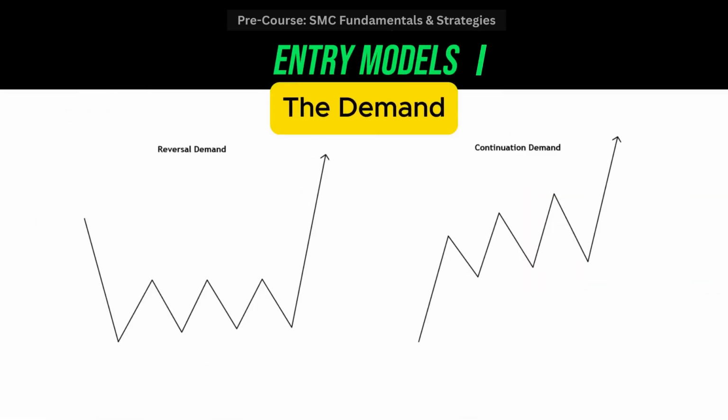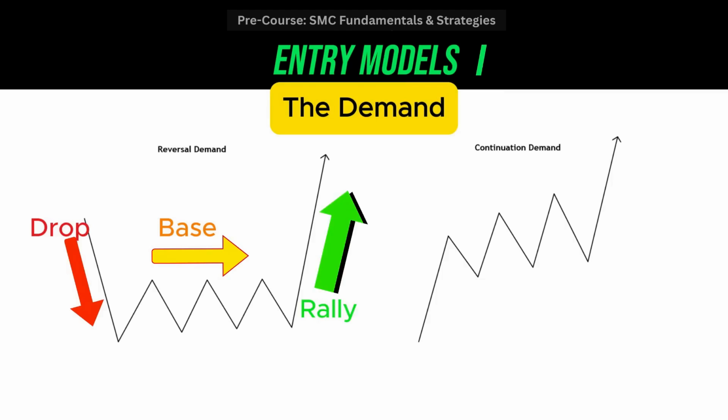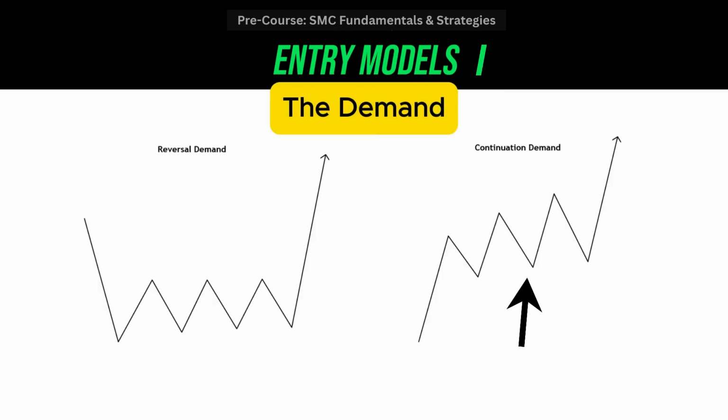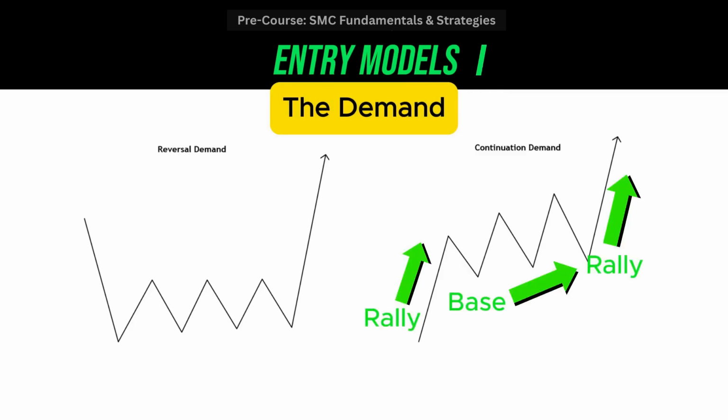Now for the demand. We also have two types of price action within the demand zones. One type is the reversal. The reversal is seen by price going down, creating a consolidation or ranging market. Then the price breaks all the way to the upside. This movement is named a drop, base, rally. The second type of demand is the continuation. The continuation is seen by a significant upside movement, then a slow upside movement, and another significant upside movement. This market movement is named a rally, base, rally.